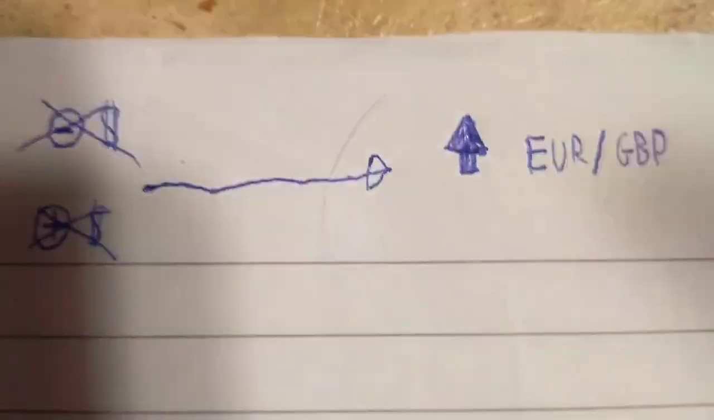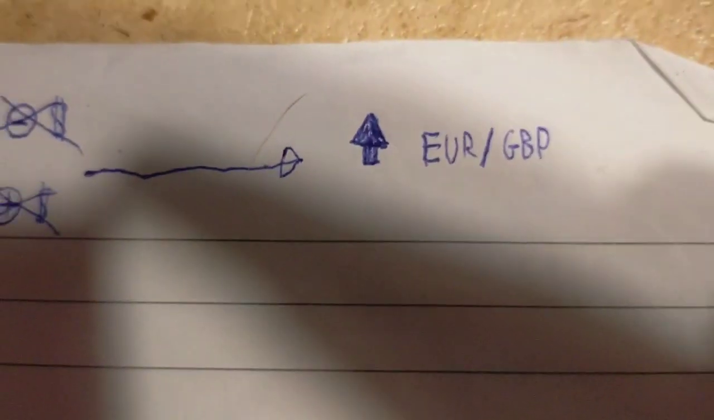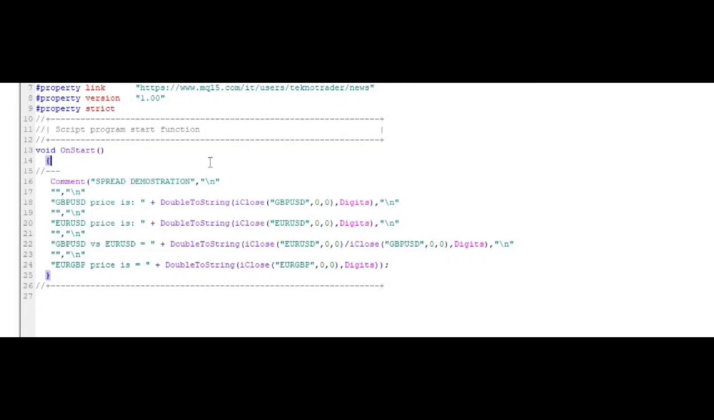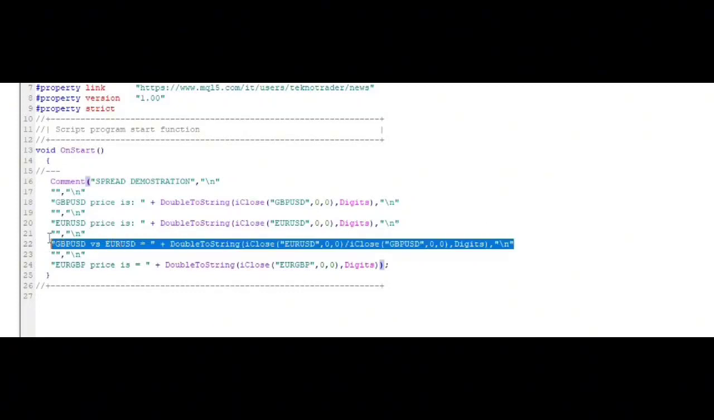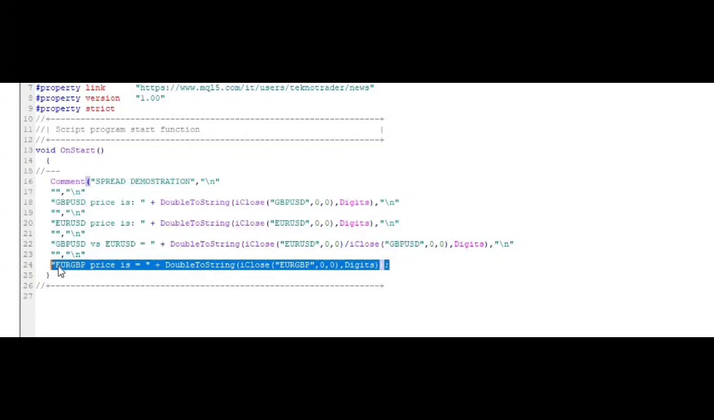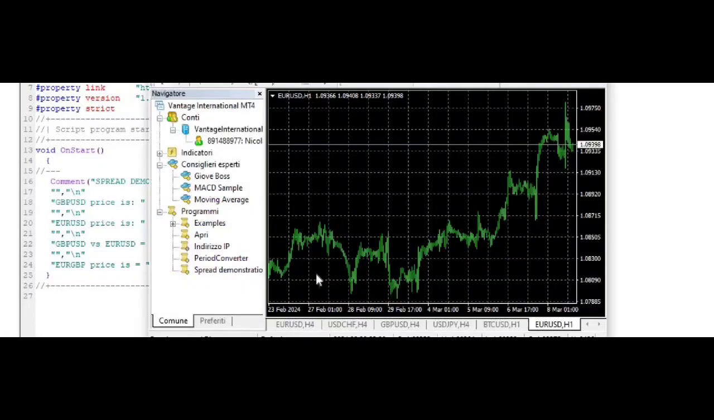Let's see a demonstration of that on the chart. I just created this code to demonstrate what we've just seen. So here we have the price of GBP/USD, the price of EUR/USD, and the price of EUR/USD divided by GBP/USD, to demonstrate that this value is equal to that value. So let's just see.